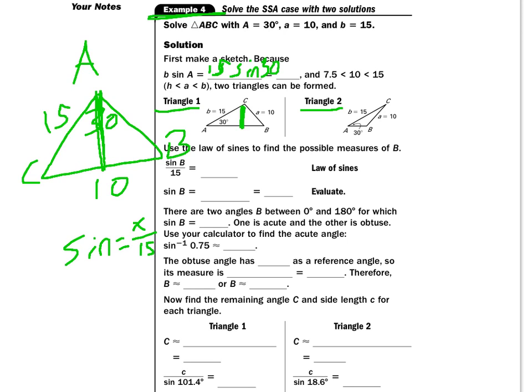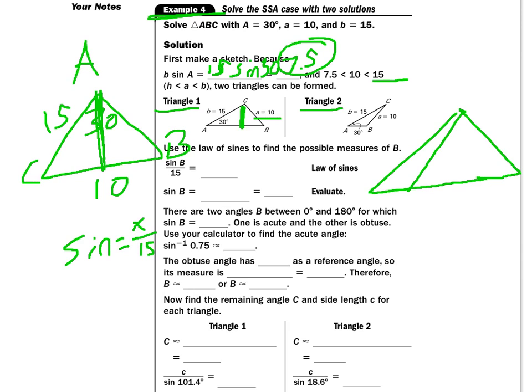Now the sine of 30 is 1/2, and so half of 15 is 7.5. Now 10, that A number, is bigger than 7.5, so it works, but it's less than 15, so it creates 2 different triangles. So if you see, it's that swinging gate thing. It's that triangle where I don't know how long that bottom leg is, so it could be here or it could be here, forming 2 separate triangles.